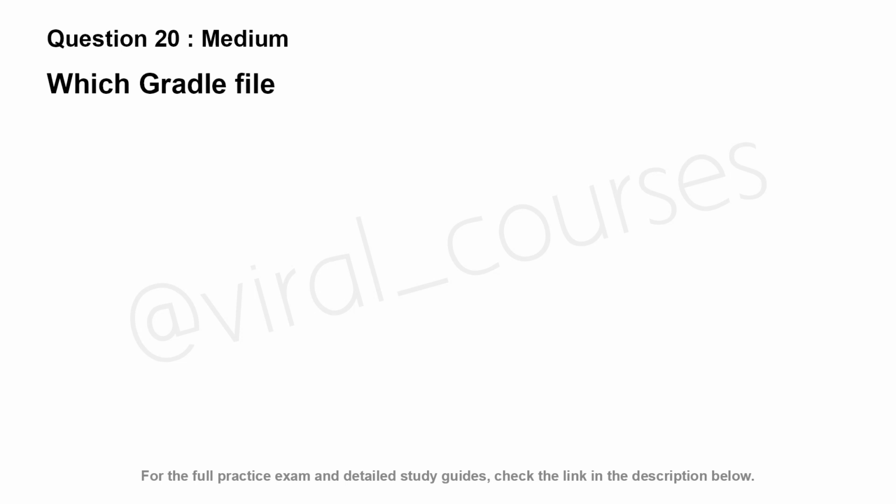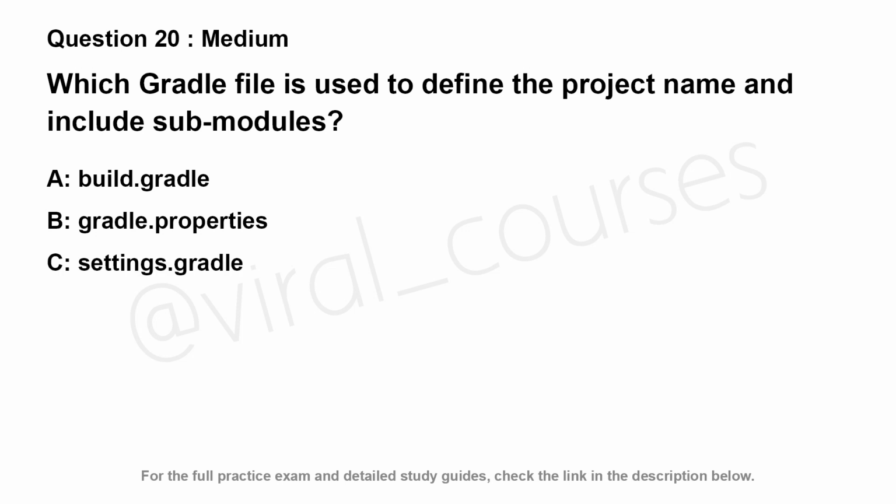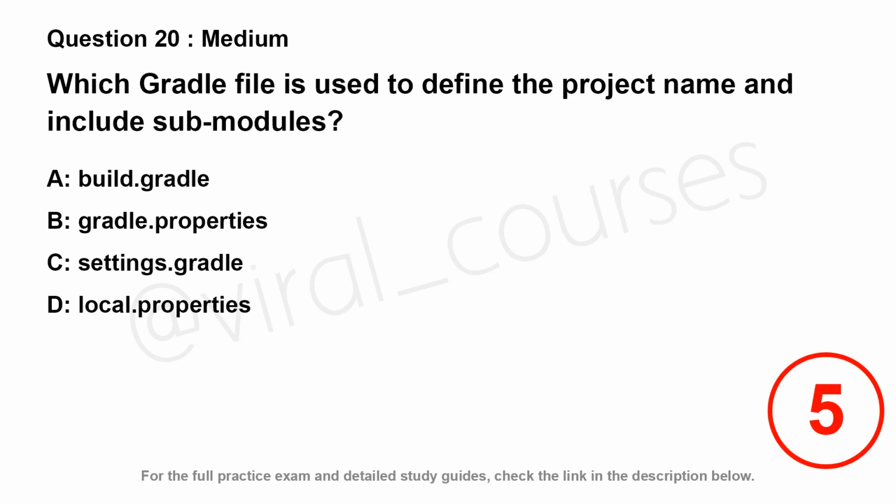Which Gradle file is used to define the project name and include submodules? Option A. build.gradle. Option B. gradle.properties. Option C. settings.gradle. Option D. local.properties.